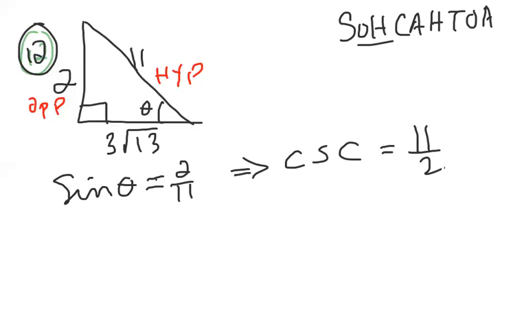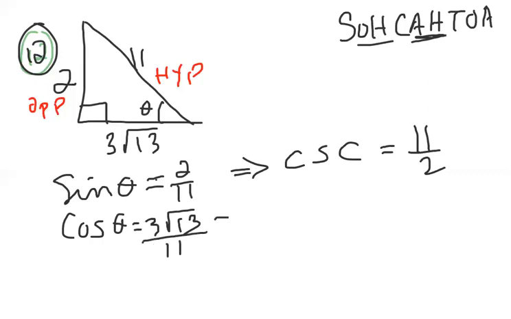Oh, this one is not as bad as the previous one, guys. Okay. So now I'm going to go to cosine. Cosine of theta is the adjacent side over the hypotenuse. The adjacent is the 3 radical 13 over the hypotenuse, which is 11. Ooh, this one's going to be a little hard. Okay. Now, guys, the secant of theta is going to be the inverse of cosine. So it's going to be 11 over 3 radical 13.